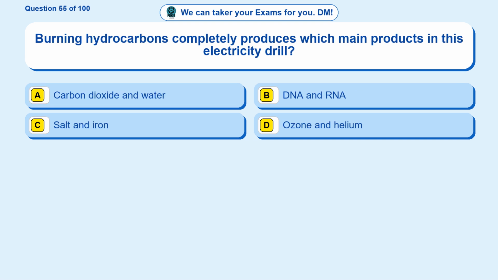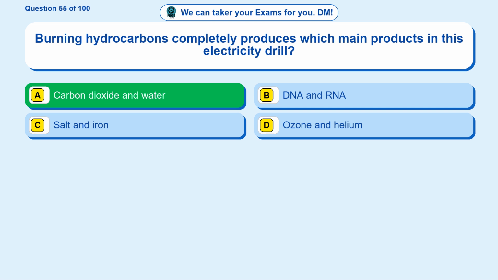Question 55. Burning hydrocarbons completely produces which main products in this electricity drill? Option A, carbon dioxide and water. Option B, DNA and RNA. Option C, salt and iron. Option D, ozone and helium.